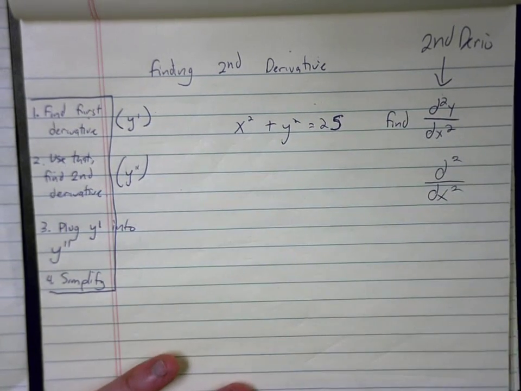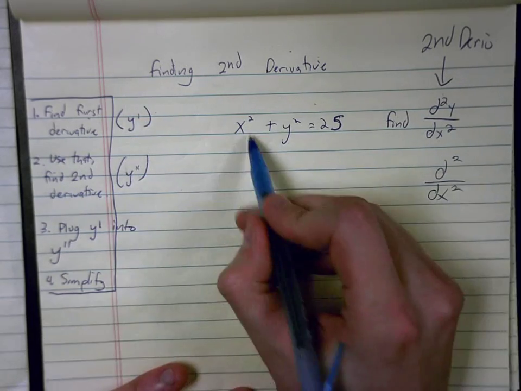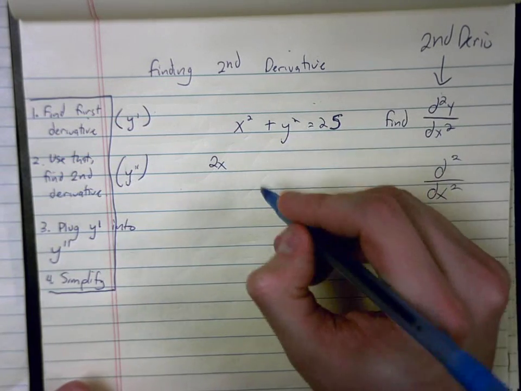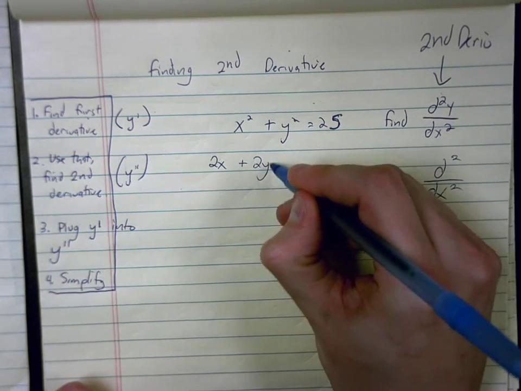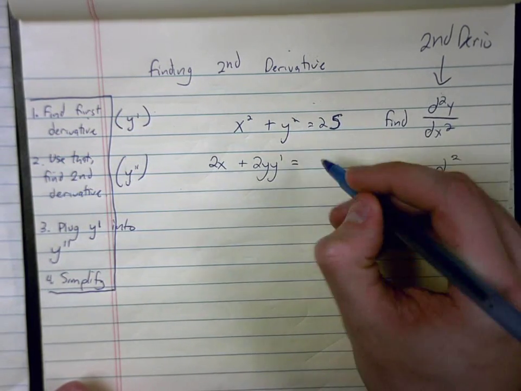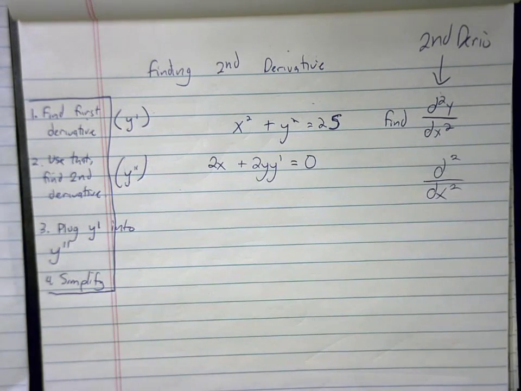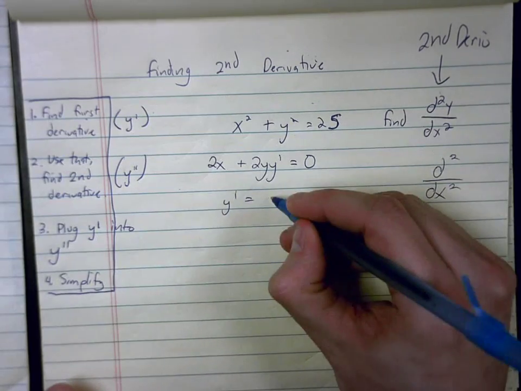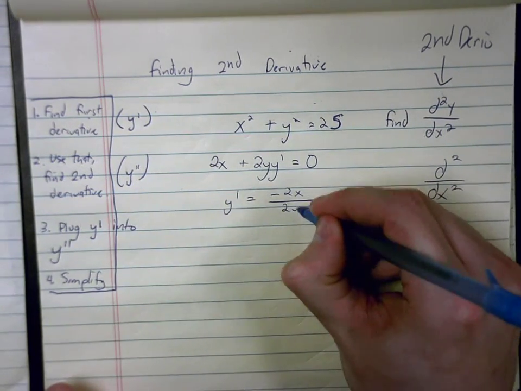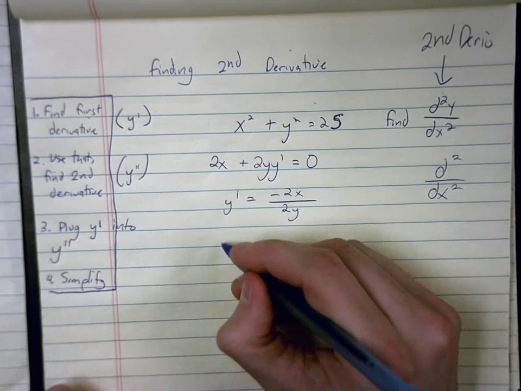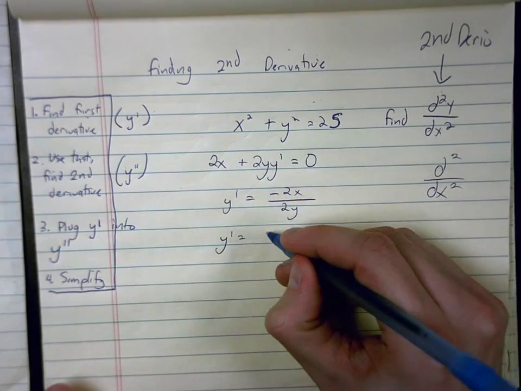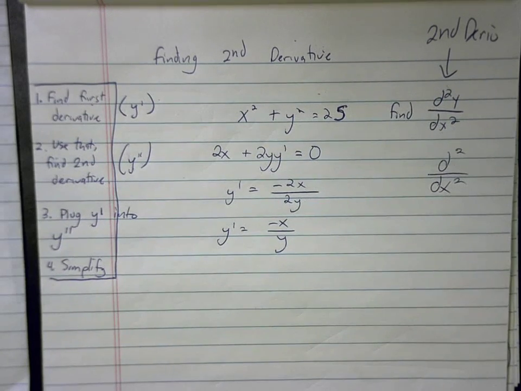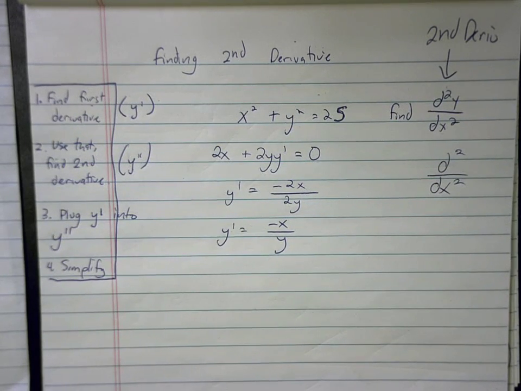Let's find our first derivative. What's the derivative of x squared with respect to x? 2x. Derivative of y squared? 2y, y prime. Derivative of 25? 0. So not bad. Let's isolate our y prime here. So we're going to have y prime equals negative 2x over 2y once you've moved it and divided, which then is just negative x over y. So first step in the bag, we found the first derivative.